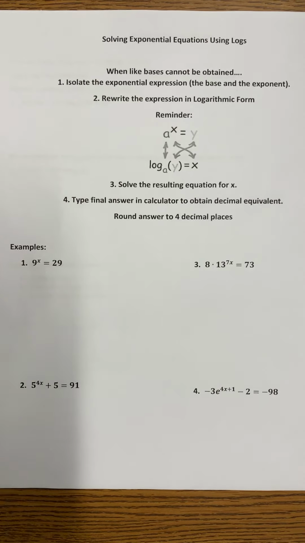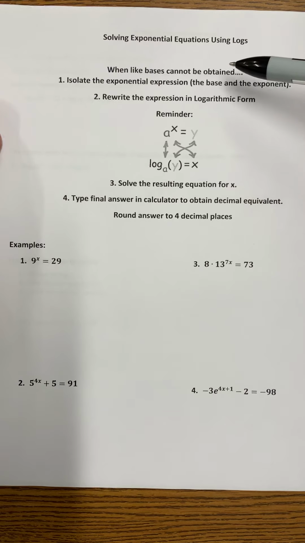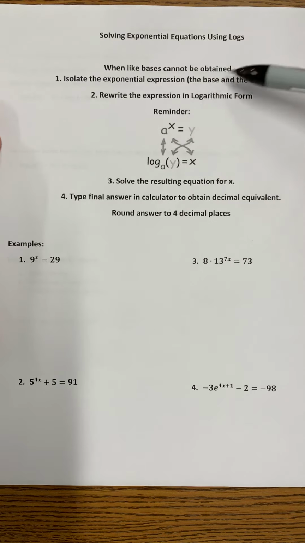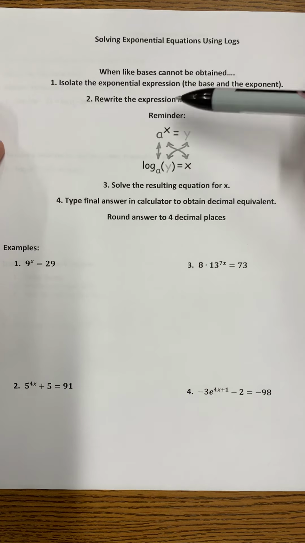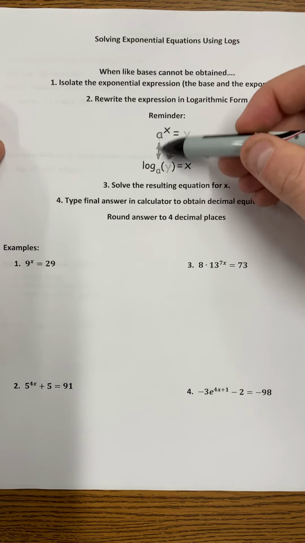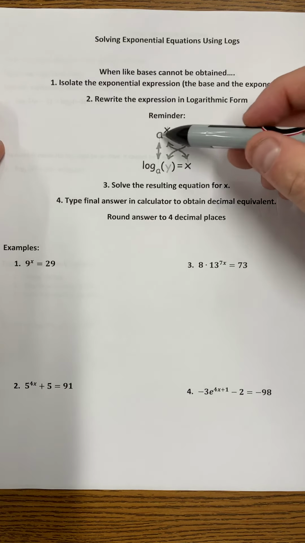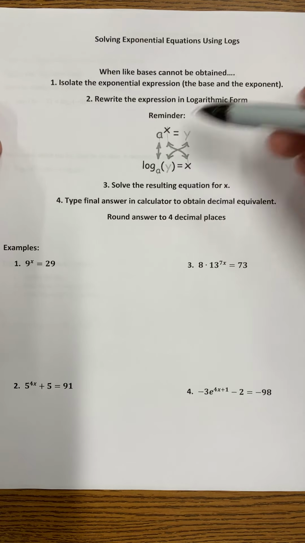In this video, we want to solve exponential equations using logs when like bases cannot be determined. Step one, we're going to isolate the exponential expression. We want the base and the exponent on one side of the equal sign by itself. And then we're going to rewrite that expression in logarithmic form. Reminder that the base stays the same, the exponent is what the log is equal to, and what the exponential is equal to becomes the parentheses for the log.